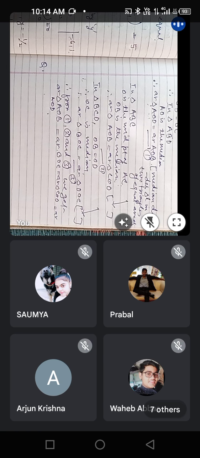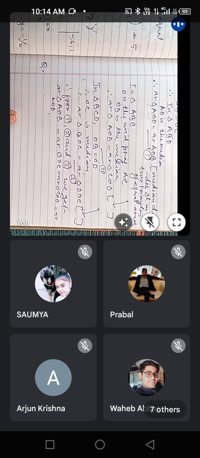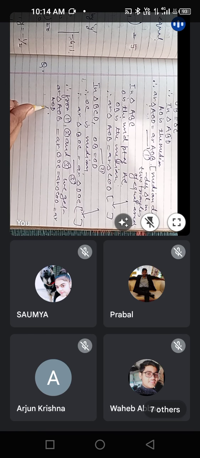So here you have to prove three things in this question. It says D, E, F are respectively the midpoints of sides BC, CA, and AB of triangle ABC. So first of all, you draw a triangle ABC.